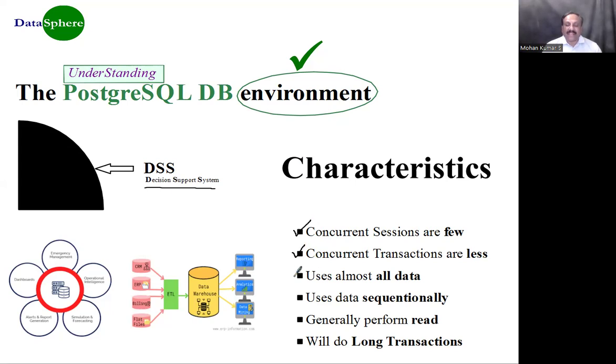Whatever data is available is sourced from different sources and accommodated in a staging database. We'll use almost all data, and that too sequentially. We generally perform read operations, and they do large transactions, which will take minutes. Sometimes it may go to hours also. Based on this, the decisions are made. That's why it is called a decision support system.